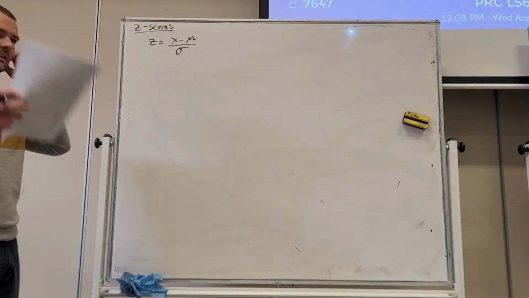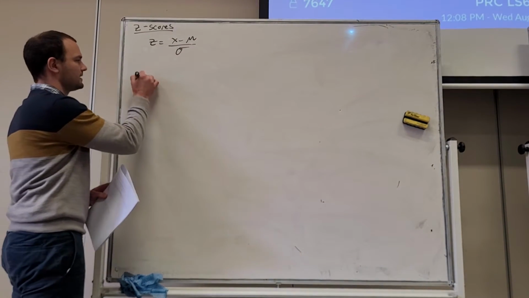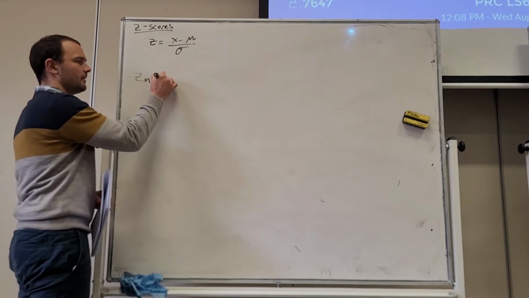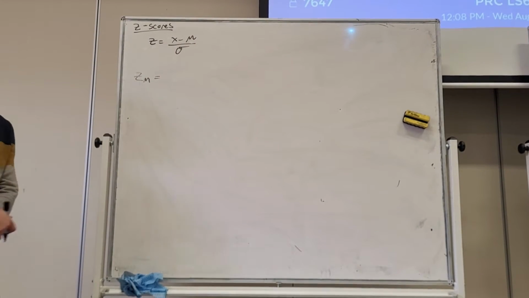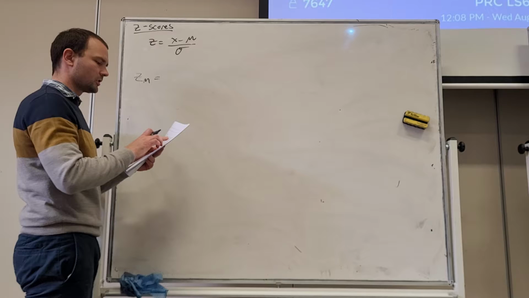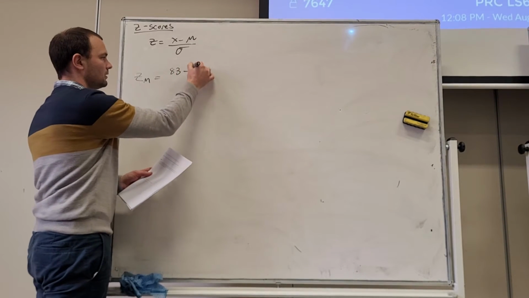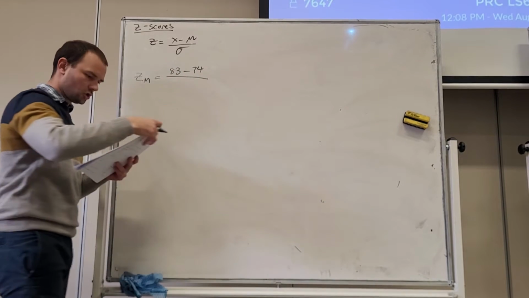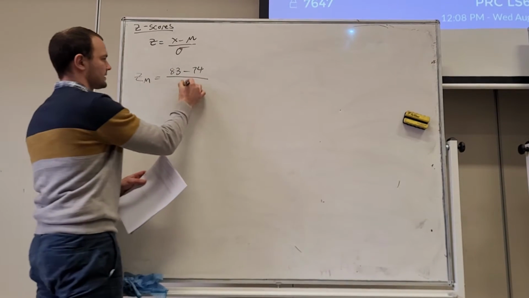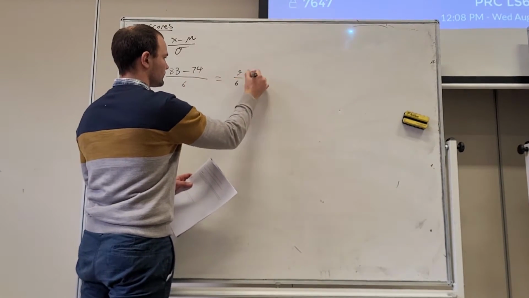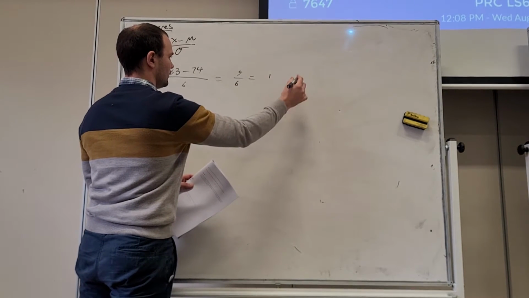So we're going to calculate the z-score for both. So let's do it for his math test first. Z of m, the z-score of his math test, is going to be his result, 83, take the mean, which was 74, divided by the standard deviation, which was 6. What's that? 1.5.